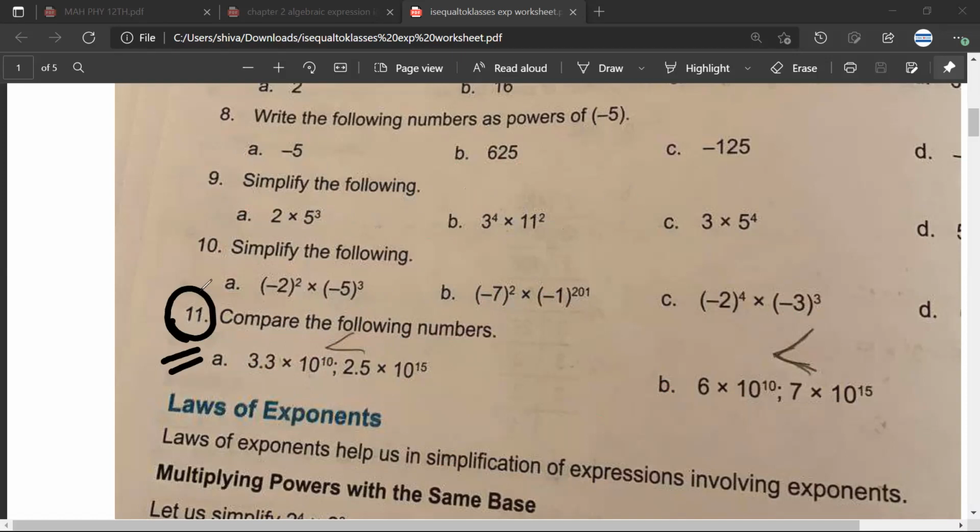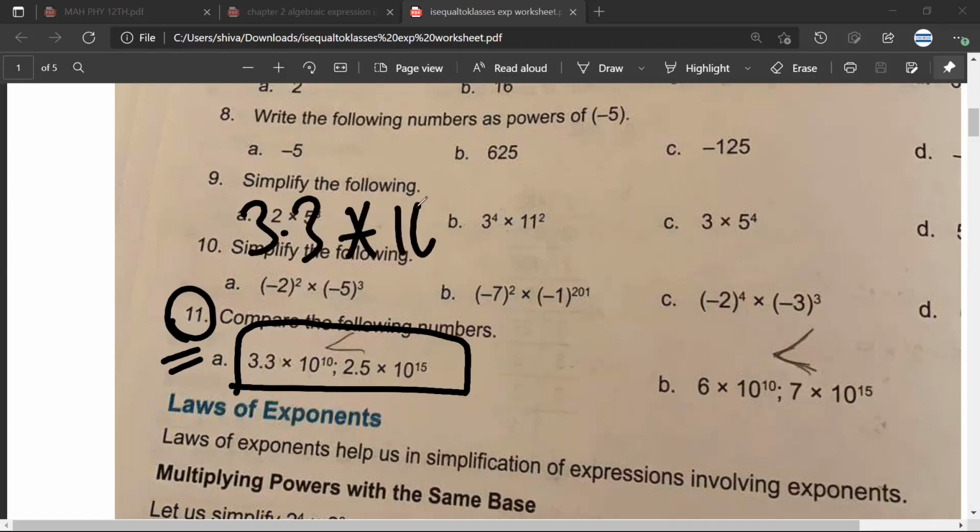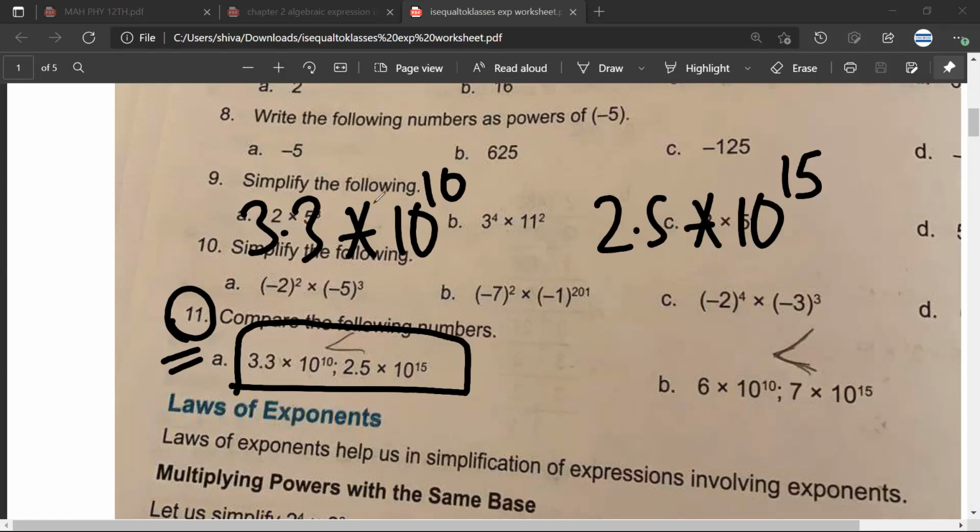Mr. Sarthak, how should I do question number 11? So we'll multiply 10 15 times and 10 10 times. So 2.5 into 10 raised to power 15 is bigger. Mr. Satya, how should I do it? So we have to do 3.3 into 10 raised to power 10. Then on the other side, we have 2.5 into 10 raised to power 15. According to it, the 2.5 into 10 raised to power 15 is the bigger one.